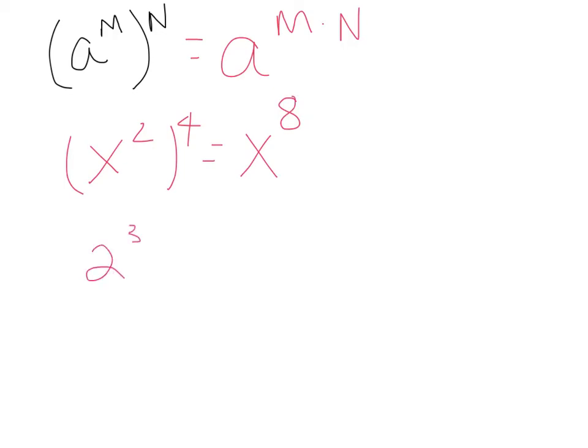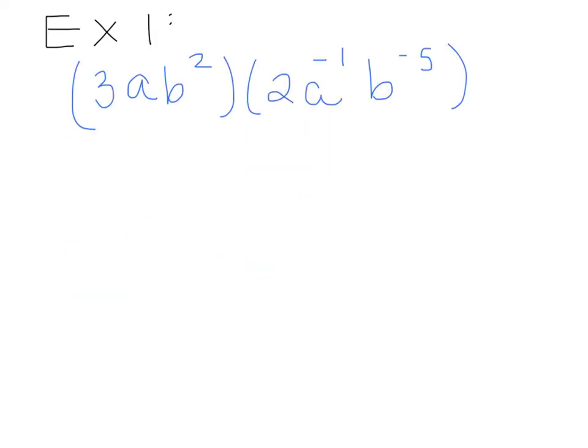If you had 2 to the third power to the fifth power, you take the 3 and the 5 and you multiply them and you get 2 to the 15th power. Now let's look at some examples that have us do more than one property at one time.